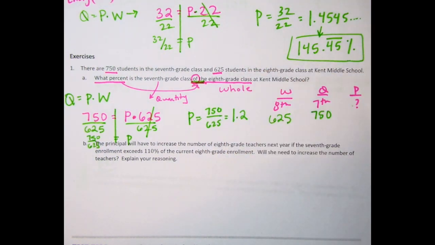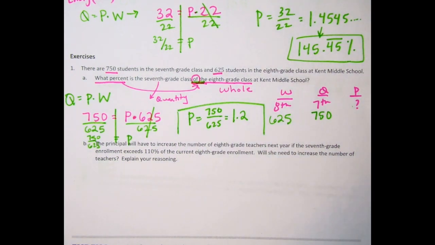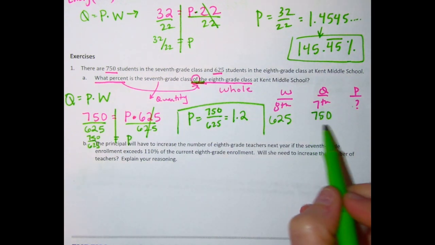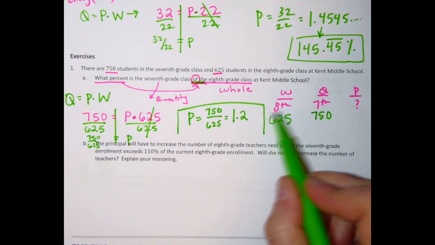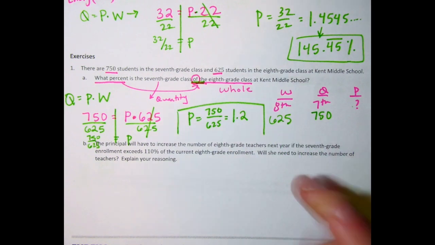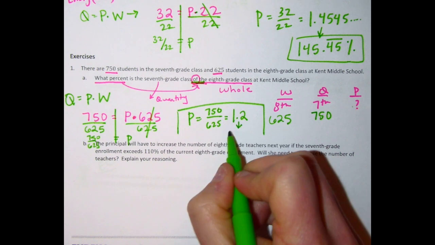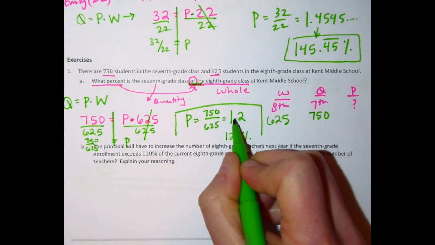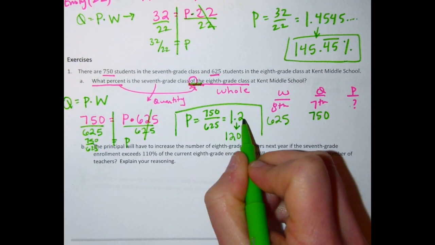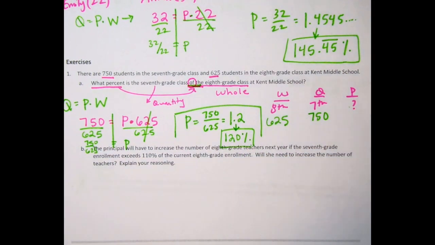Now, this may make us think, oh, that's 1.2%. That's a really small percent. Now let's think back. It's asking us what percent of this, what percent of this is our whole right here, is this. This number is bigger than 625. So that percent should be really, really big. And it is, because we haven't changed it to a percent yet. This is actually 120%, right? From a decimal to a percent, we move the decimal two times. So we get 120%. The 7th grade is compared to the 8th grade.